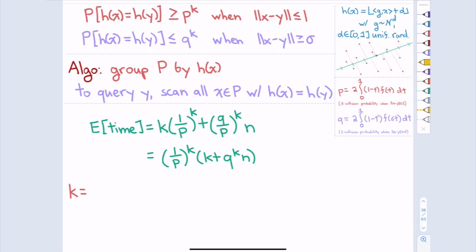The hard part is just to do anything in sublinear time. So what are we going to choose it to be? Go ahead. Yes, we're going to do log n over log 1 over q, which will be convenient for some calculations. So let's take this term. If I choose this value of k, then what does this equal?